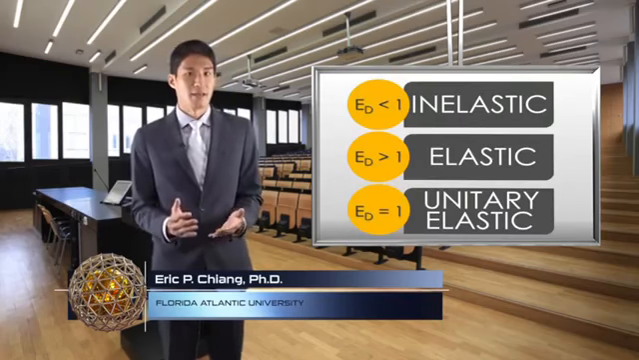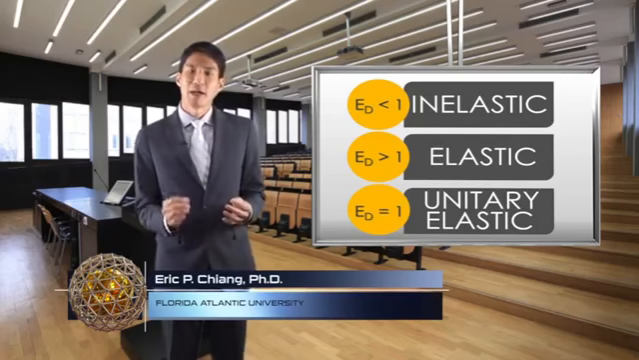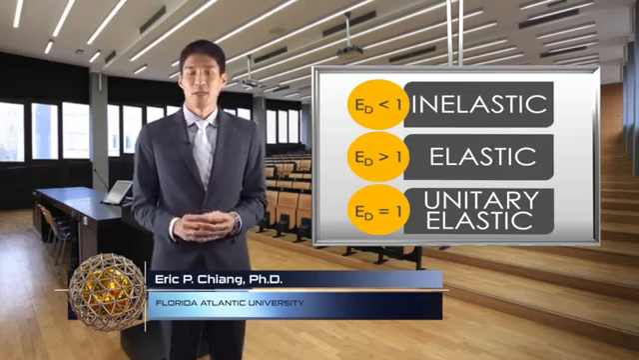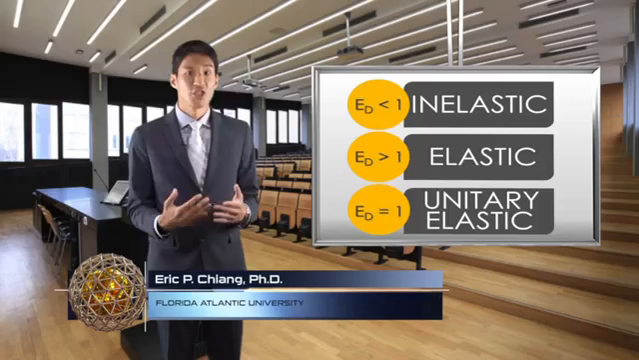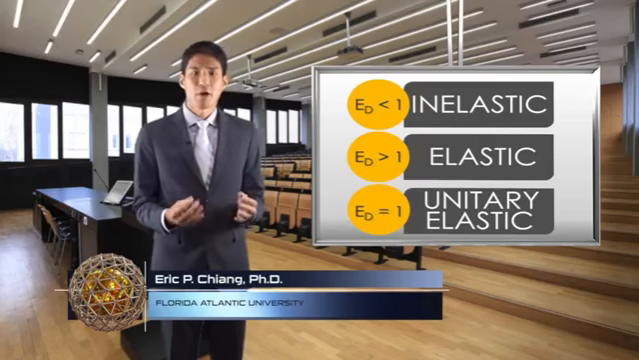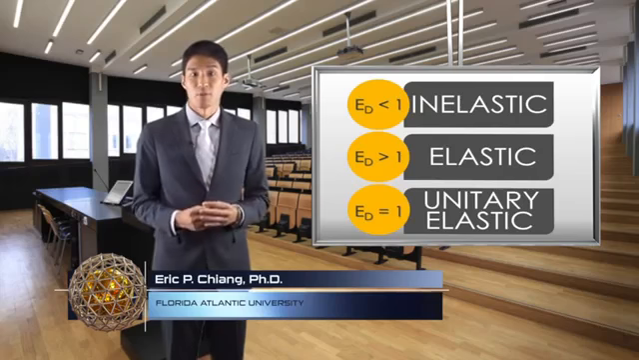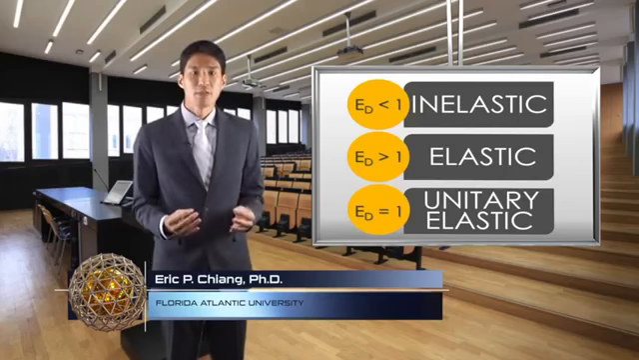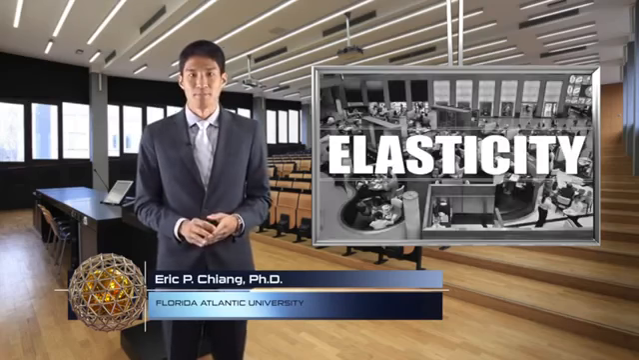Price elasticity of demand can be placed into three general categories. A product with a price elasticity of less than 1 is inelastic. In other words, the quantity demanded is not very responsive to changes in price. A product with a price elasticity greater than 1 is elastic, or very responsive to changes in price. And a product with an elasticity equal to 1 is unitary elastic.